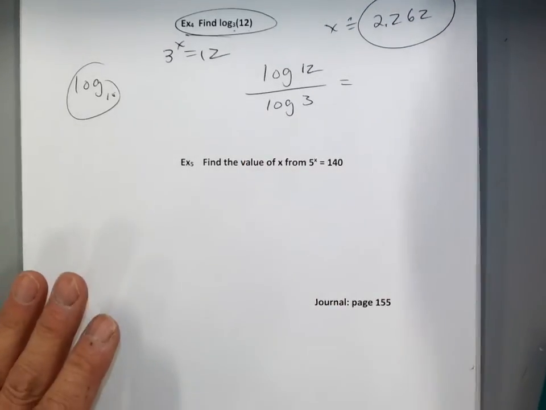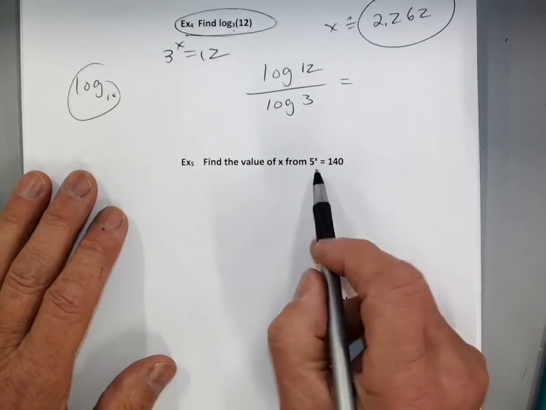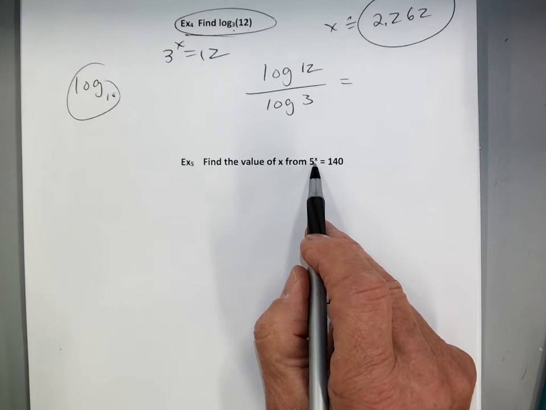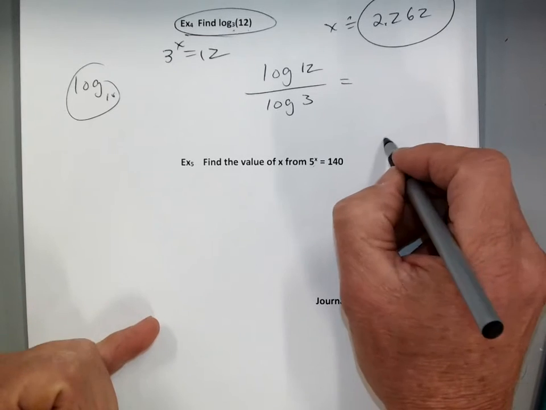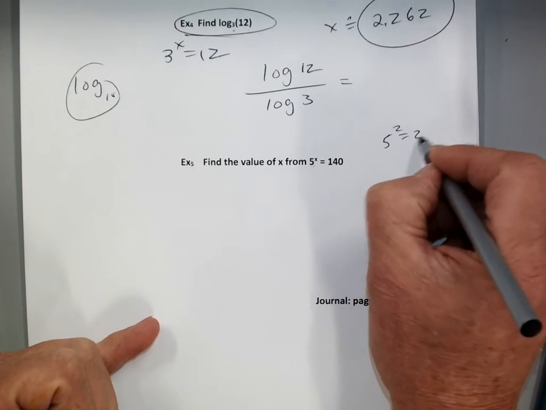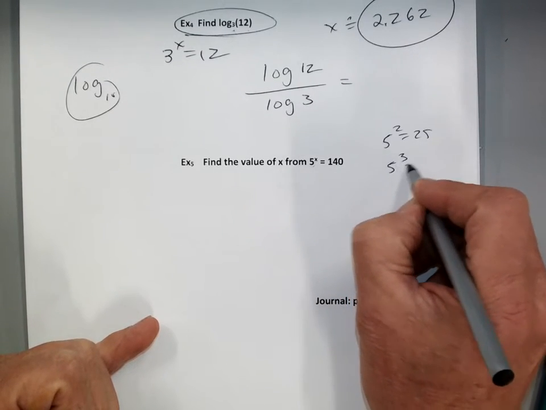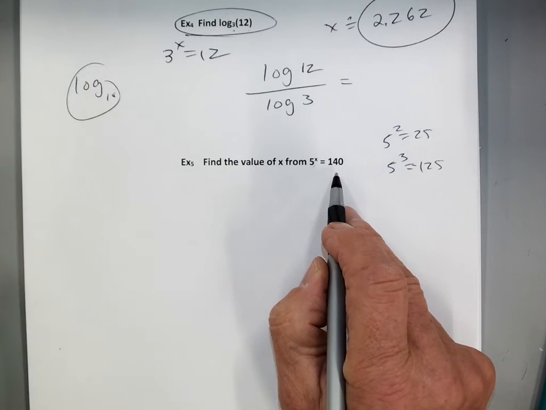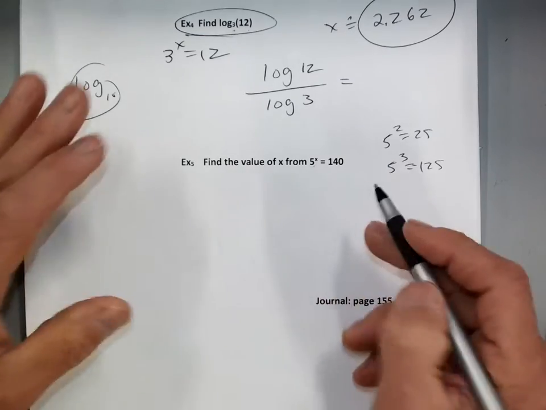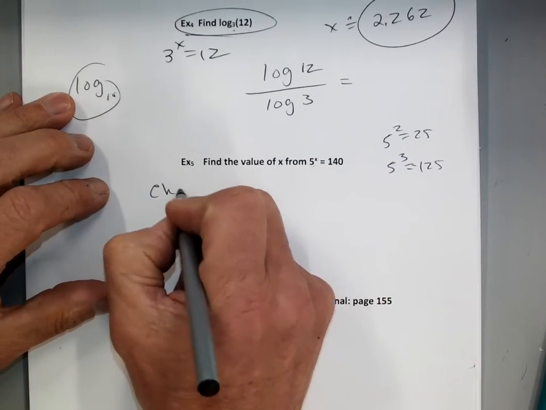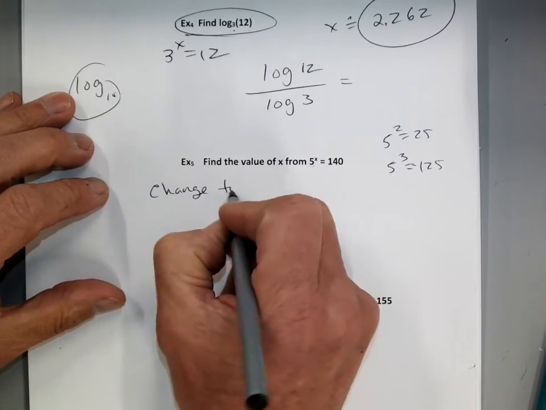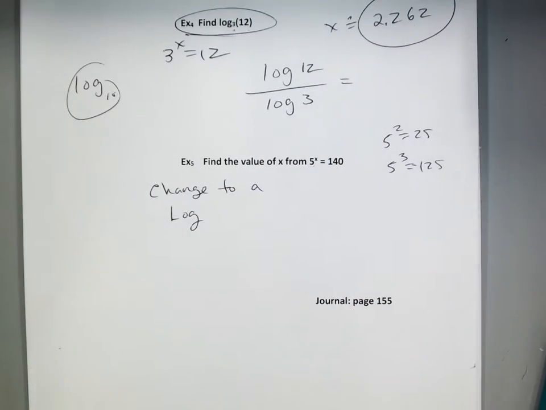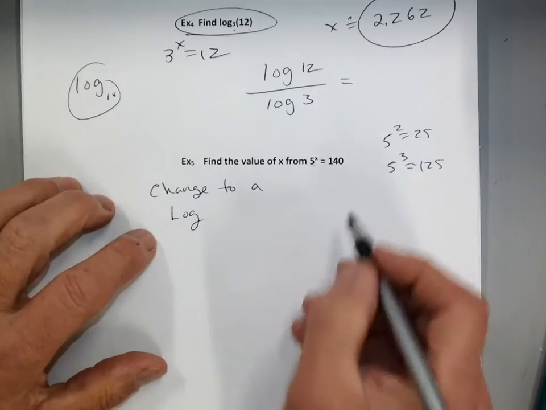All right, now, last but not least, 5 to the x equals 140. Guess and check. Well, 5 squared is 25, I know 5 cubed is 125, so it's probably got to be about 3 point something. Well, I don't want to guess and check. What I want to do is this. First, let's change it to a log, because logarithms solve exponents. Logarithms solve exponents. So I'm going to rewrite this.